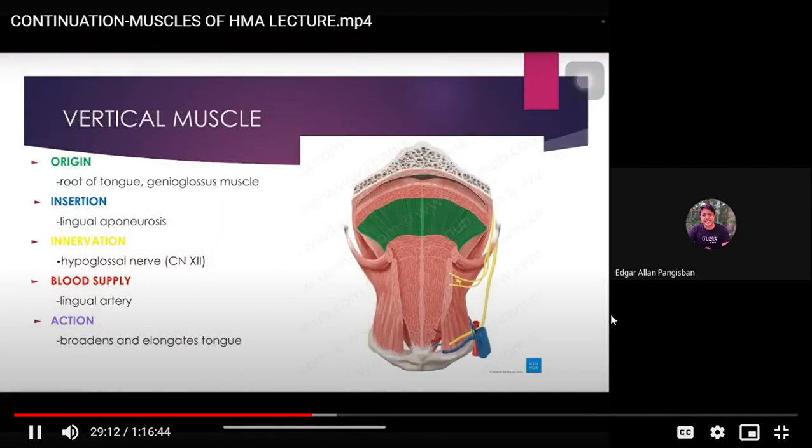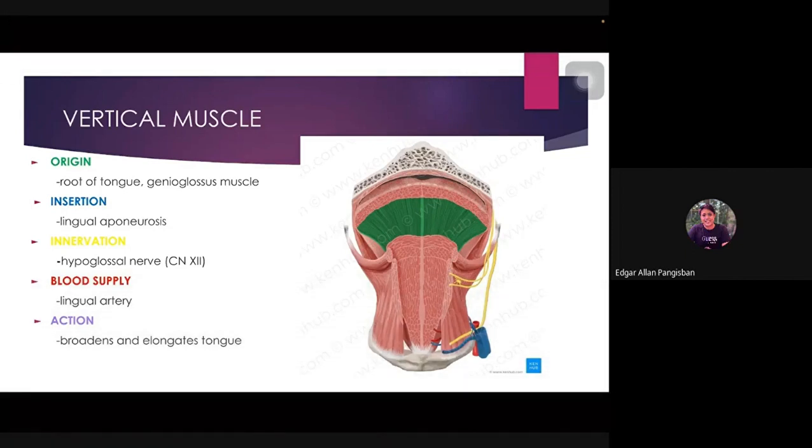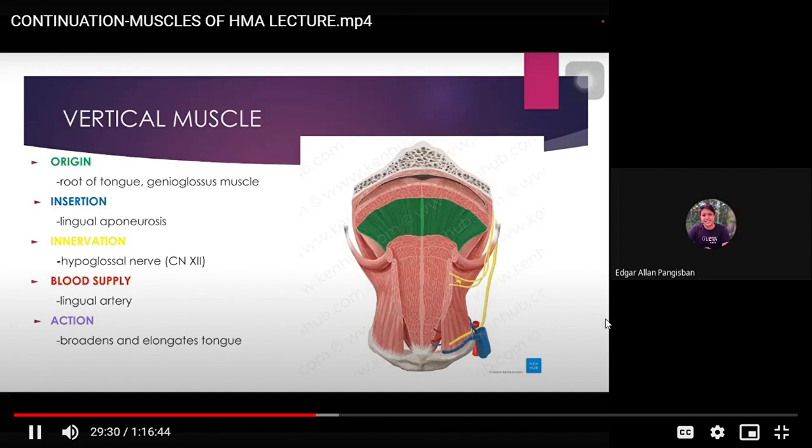Next, the last one. Last intrinsic muscle. We have your vertical muscle. Again, it's called a vertical muscle since the muscle fibers are oriented vertically. Okay, so vertical ang kanyang orientation. Okay, the origin is in the root of the tongue and the insertion is in the lingual aponeurosis. Innervation and blood supply, they are the same. The action is it broadens and elongates the tongue. Okay, it widens the tongue. At the same time, it will elongate also. It will elongate and broaden the tongue.